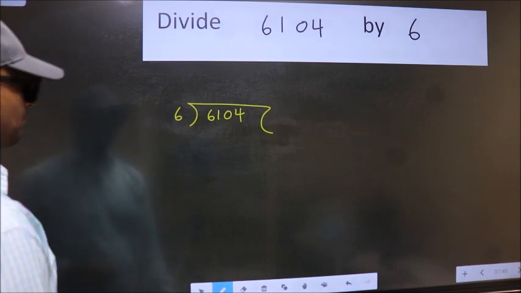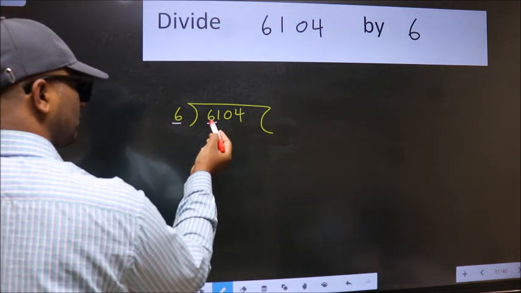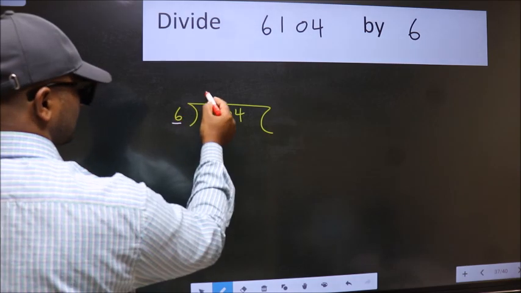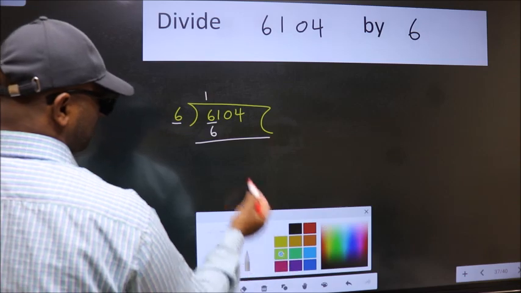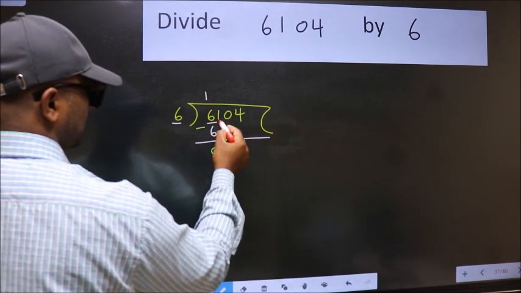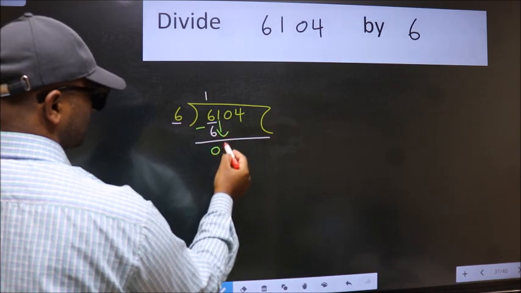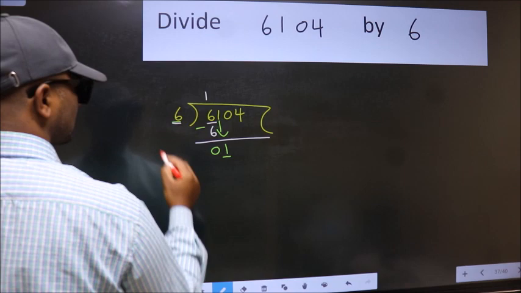Next, here we have 6 and here 6. When do we get 6 in 6 table? 6 ones 6. Now we should subtract. We get 0. After this, bring down the beside number. So 1 down. Now here we have 1 and here 6.